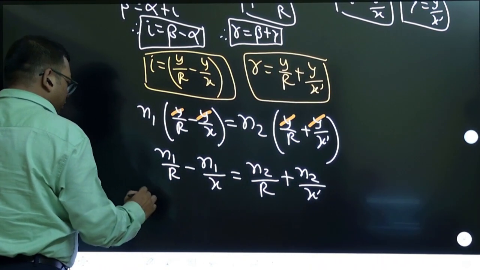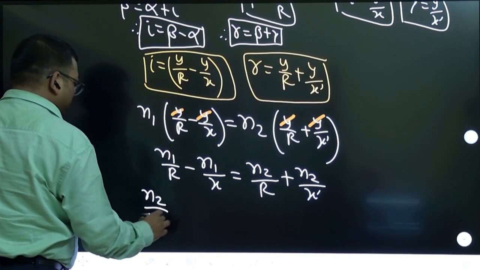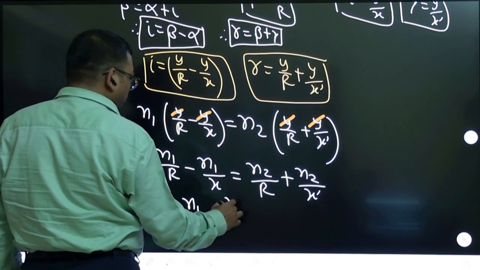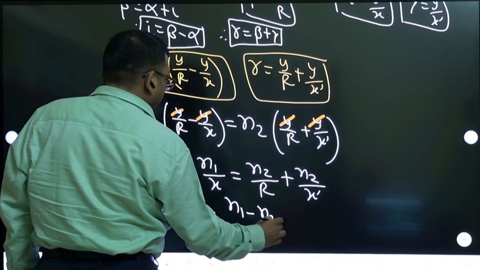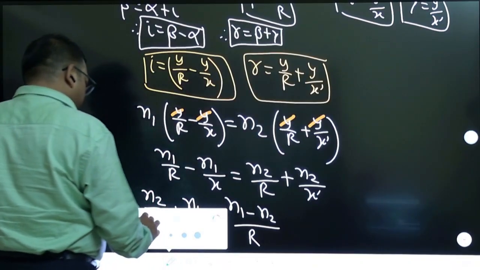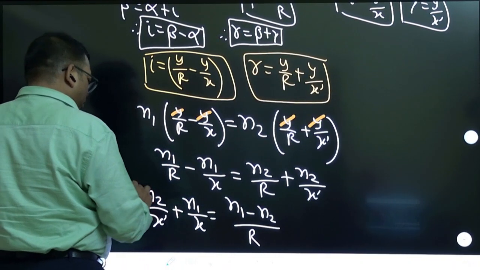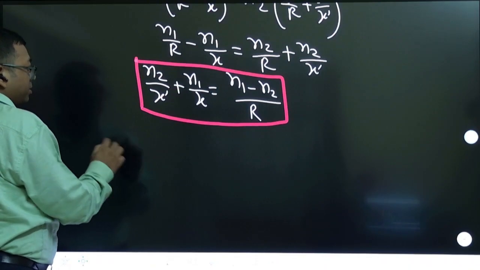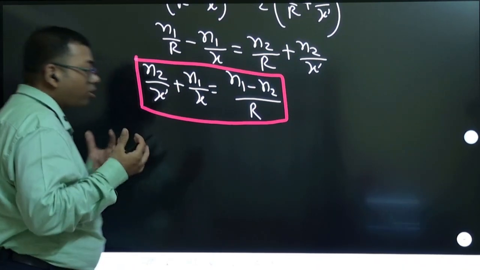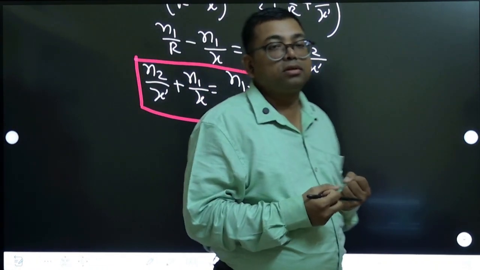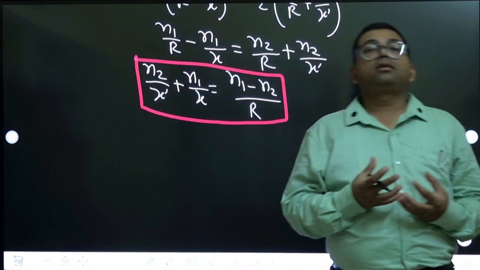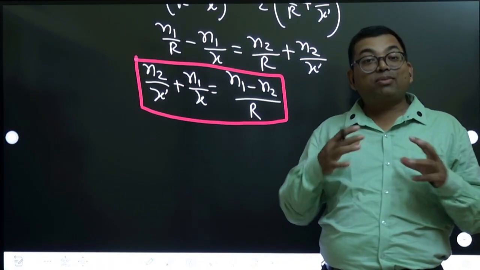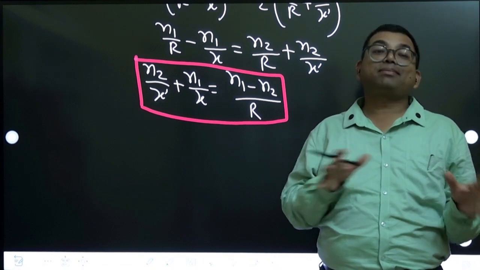Bring the x terms to one side. So n2 by x dash plus n1 by x is equal to n1 minus n2 by r. Note that this is the important formula. But now see, when we are substituting sign convention, things will be changing. This is the actual raw formula. Raw means the scratch formula. This is the formula that we derive. After that, we'll put things in and then the signs will change, plus minus and all this.